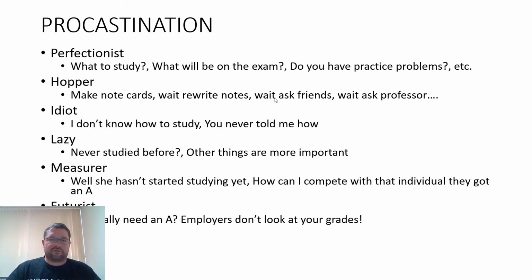Futurists, they're my favorite to talk to, because I love to hear students say, well, employers don't look at grades. A lot of students are a little bit surprised when I say, you're absolutely right. Employers don't look at grades. But what they do look at is, how far did you get? And what you might want to look at is, how much money do you want to pay?